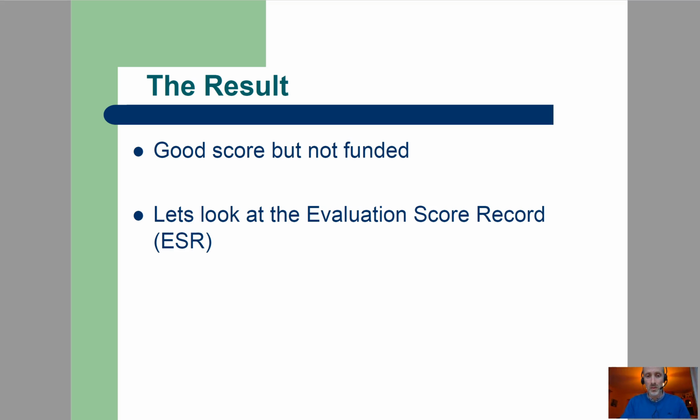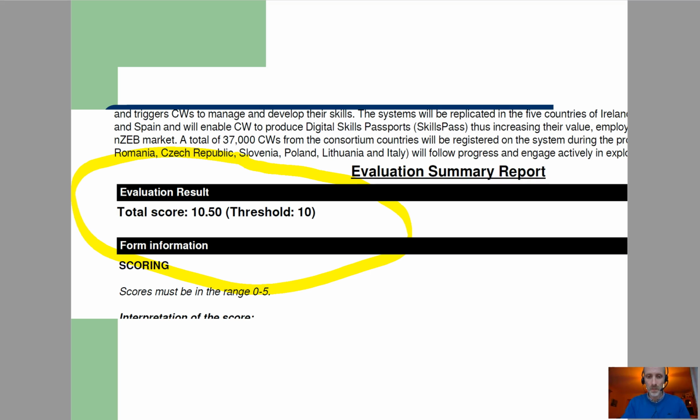So the result was good. We passed the threshold, but we weren't funded. We were on the reserve list because there was a lot of competition. In Horizon 2020, you're scored out of 15: 5 for excellence, 5 for impact, 5 for implementation. So we scored well in different areas, but unfortunately didn't get over the line.